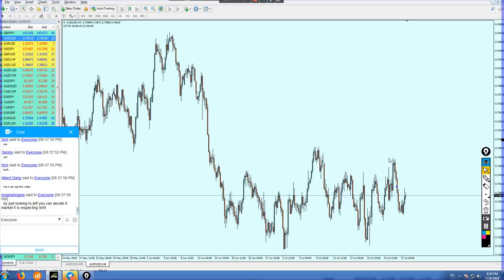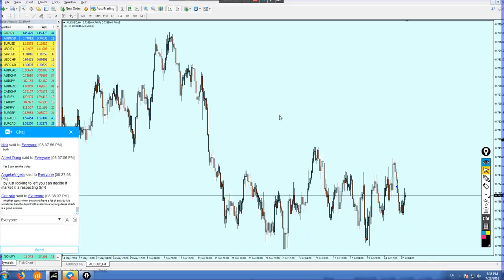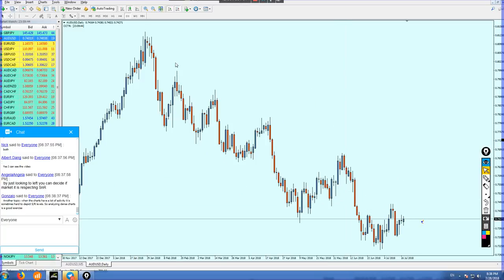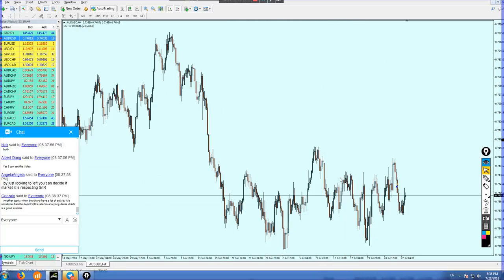Just looking at the left, you can decide if the market is respecting. Exactly. That is the point. If you just want to be sure about your support or resistance, whether it is being respected or not, you can just switch to a bigger time frame. Now this is the 4-hour chart. It is big enough. No need to switch to bigger. Daily is way too big. We don't need that. 4-hour should be telling you exactly.